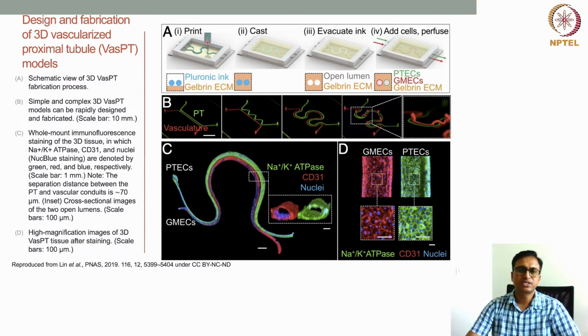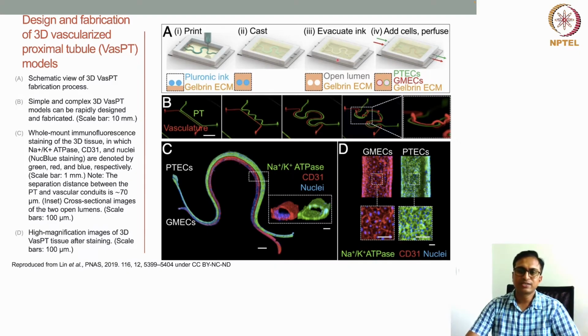Then when this structure is printed, the ECM was again put on top and cast. The advantage of pluronic is that if you reduce the temperature, the pluronic can be easily taken out.